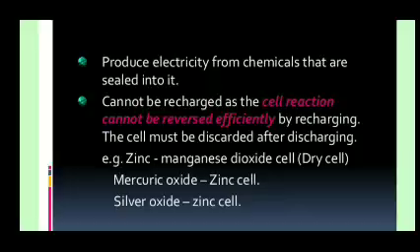A cell that cannot be recharged, as the cell reaction cannot be reversed efficiently, is called a primary cell. Examples: zinc manganese dioxide cell, mercuric oxide cell, silver oxide cell.